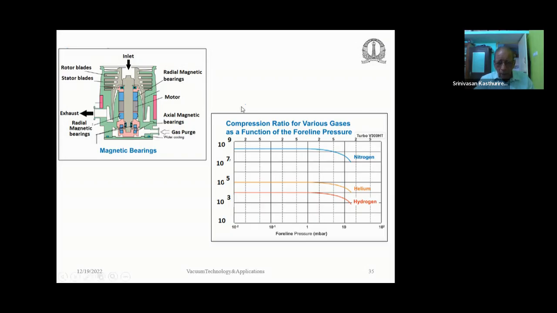Okay. Now the compression ratio for various gases is plotted as a function of the foreline pressure. Here, as you can see as before, nitrogen has a higher compression ratio compared to helium, and hydrogen is again the smallest of all.